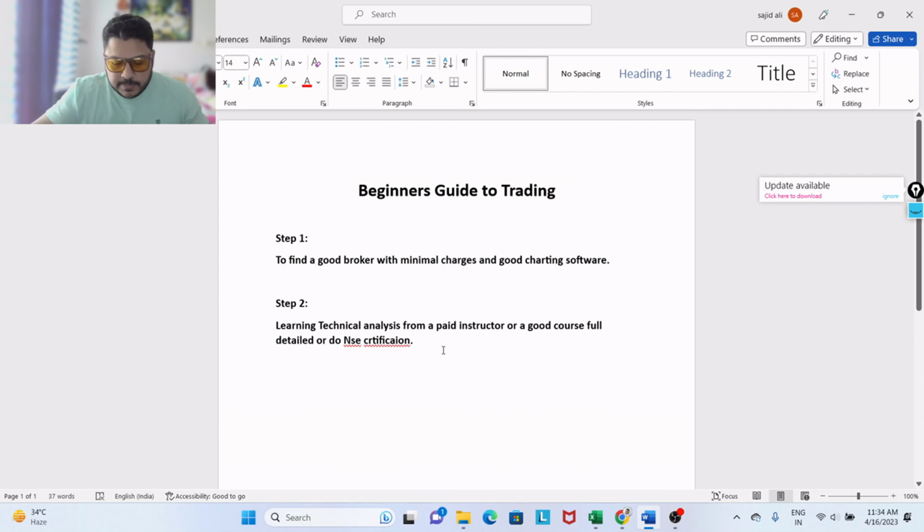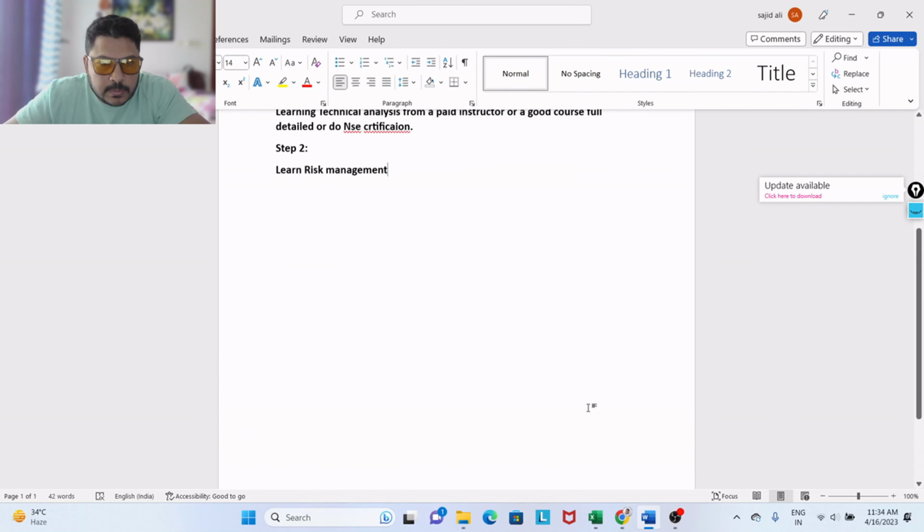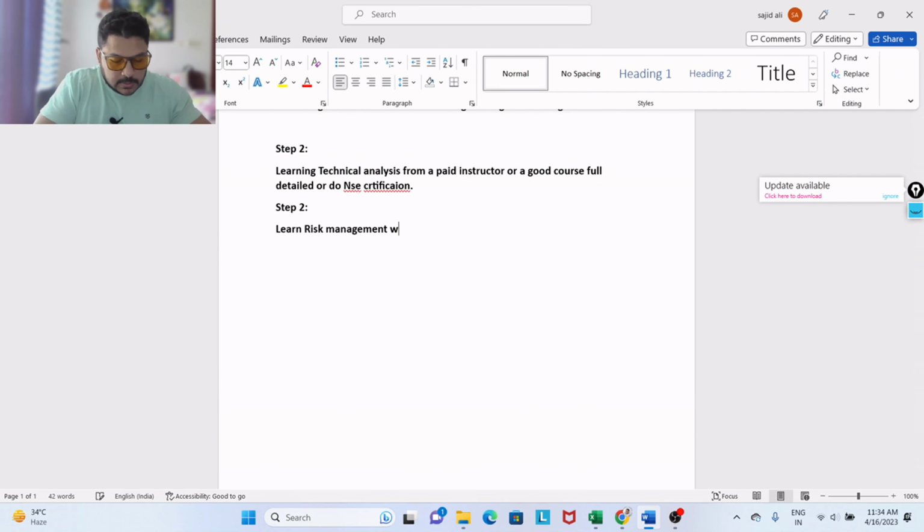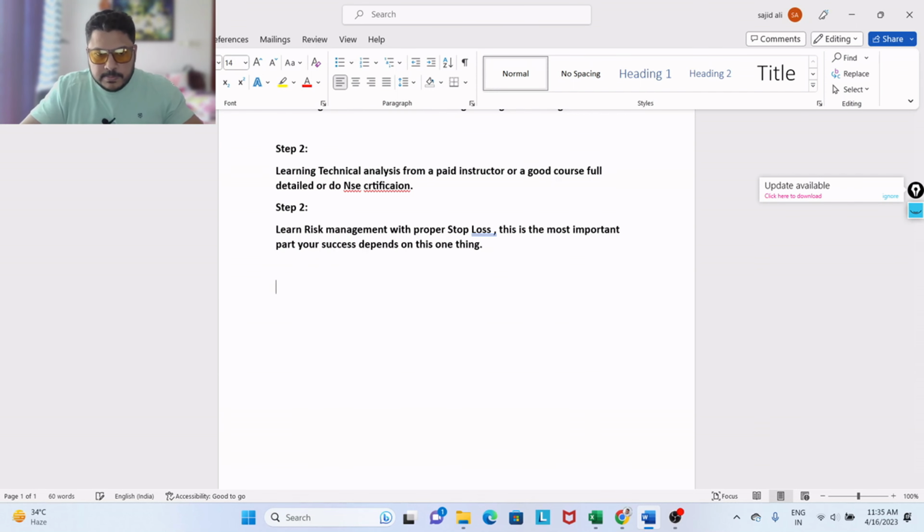Okay, so second step, third step is to learn risk management. Learn risk management with proper stop loss. Okay, this is the most important part. Your success depends on this one thing.